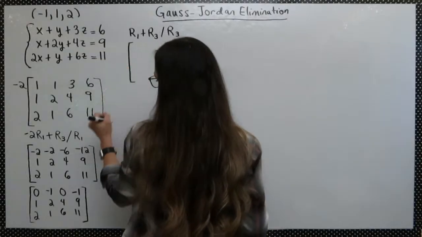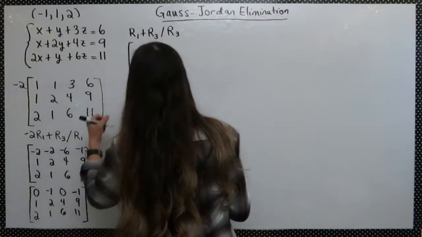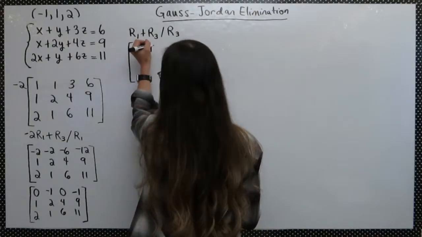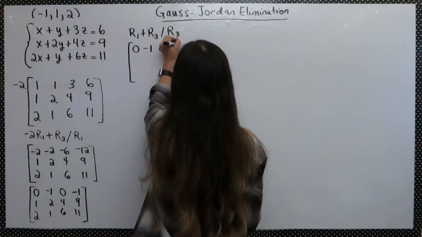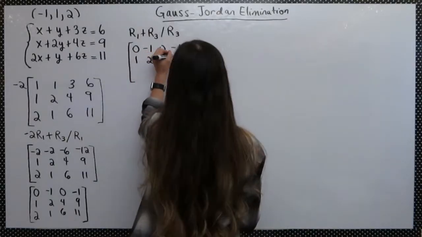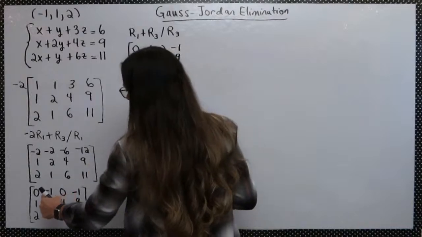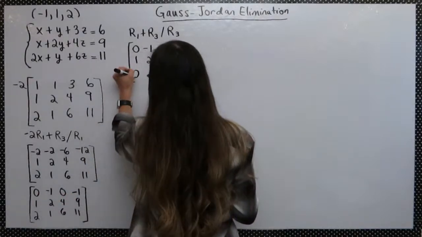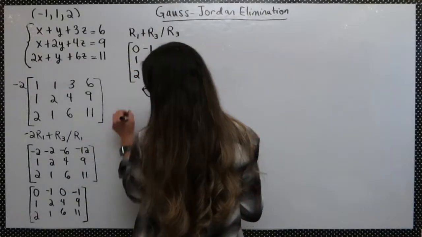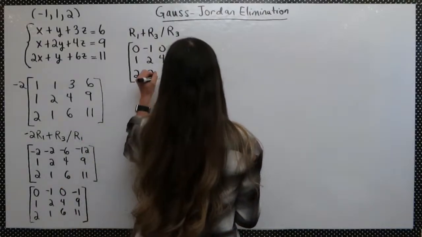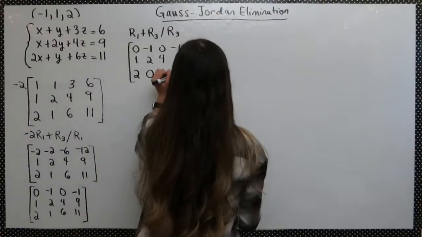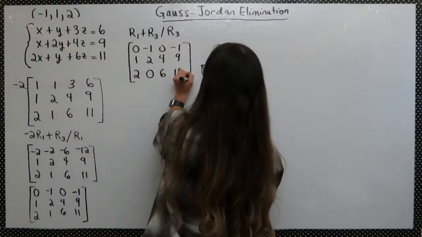So we'll just write these first two rows in here because we're replacing row 3. So we got 0, -1, 0, -1, 1, 2, 4, 9. And then we've got 0 plus 2 is 2, -1 plus 1 is 0, 0 plus 6 is 6, and -1 plus 11 is 10. Right.